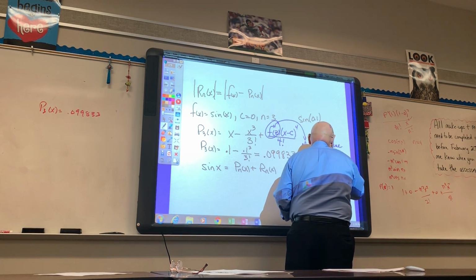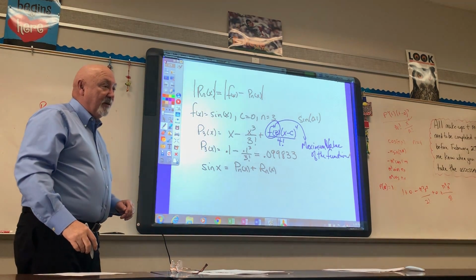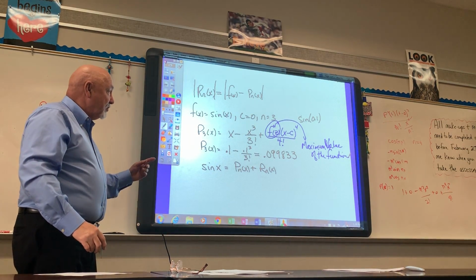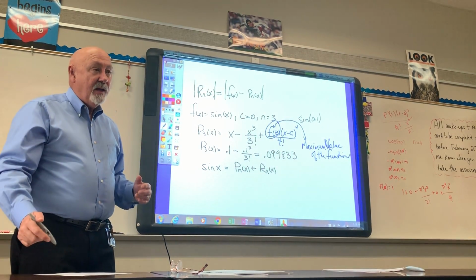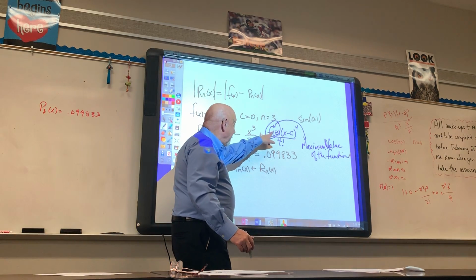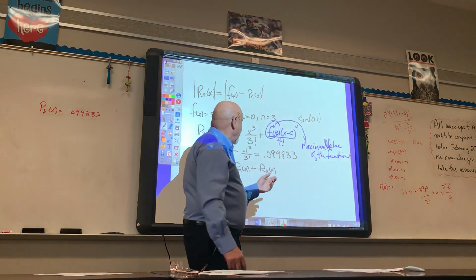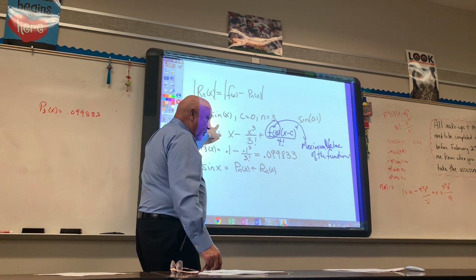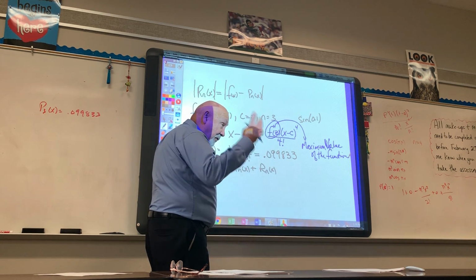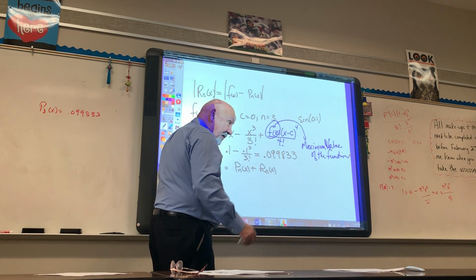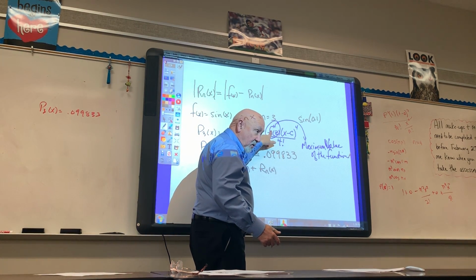Maximum value. It's the maximum value of the function. For sine and cosine, it's easy, because the maximum value is 1. It's the maximum value of the fourth derivative. Well, what's the fourth derivative? Sine, cosine, negative sine, negative cosine, and back to sine. So the fourth derivative is sine, and the maximum value for sine is 1. That's an easy one, so that value is 1.